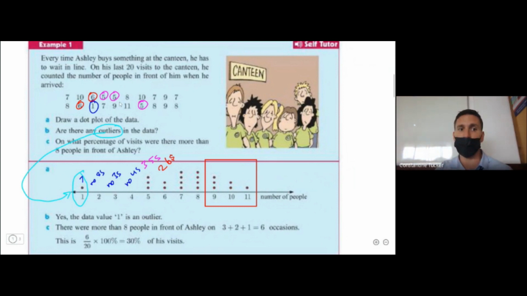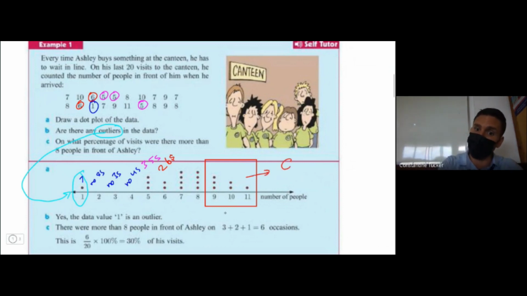And the tens, how many tens did we have? 1, 2, 3. Now, they said on what percentage did we have more than 8 people? 9 or 10 or 11 people. How many dots do you see in there? 9, yes, 9 or 10 or 11 people. How many dots? 6 dots, okay? So 6 times. Now, how many did we have in total, all of the dots all together?